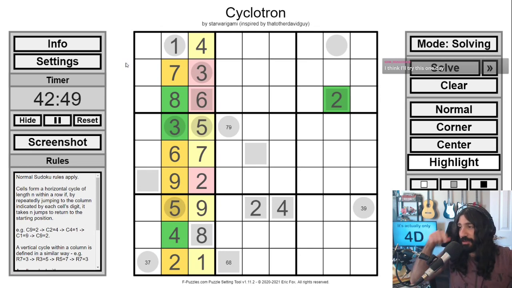You definitely should. You should check out the previous puzzle that David put together as well, because it's similarly mind-blowing and fantastic. Okay. All right, chat.